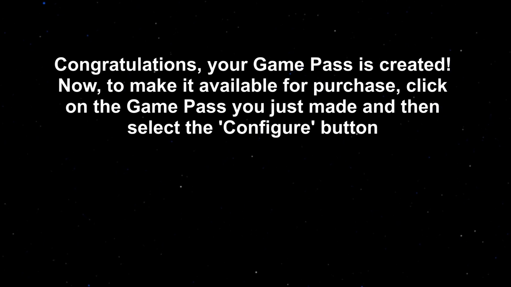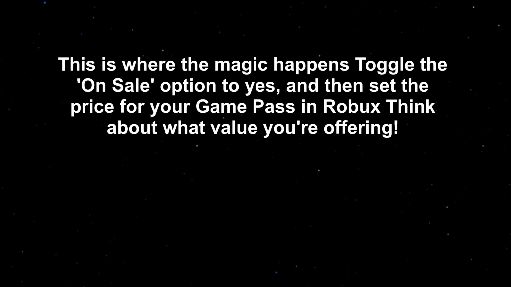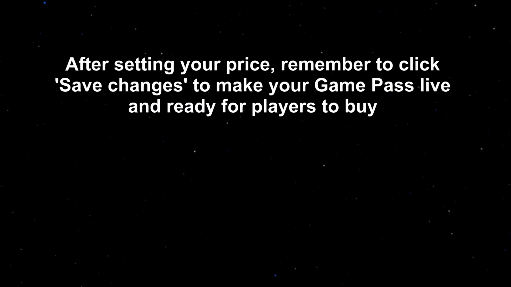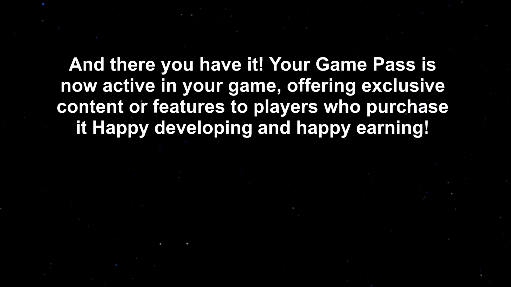Now, to make it available for purchase, click on the Game Pass you just made and then select the Configure button. This is where the magic happens. Toggle the On Sale option to Yes, and then set the price for your Game Pass in Robux. Think about what value you're offering. After setting your price, remember to click Save Changes to make your Game Pass live and ready for players to buy. And there you have it.